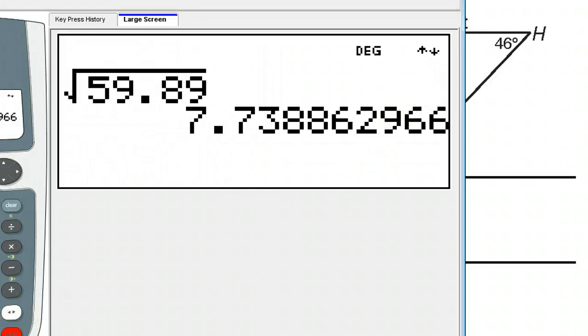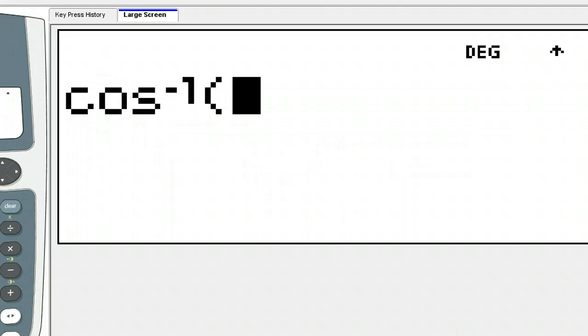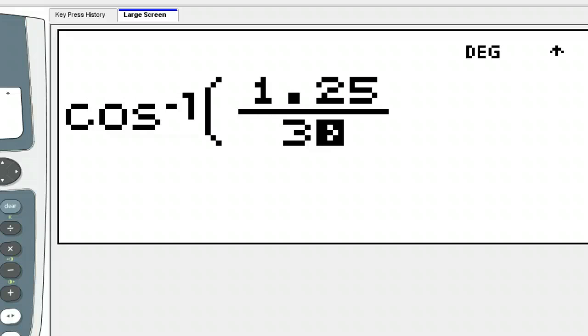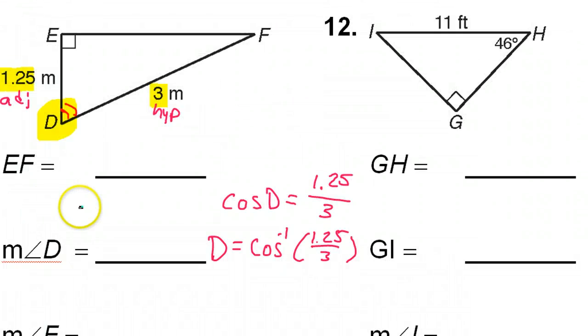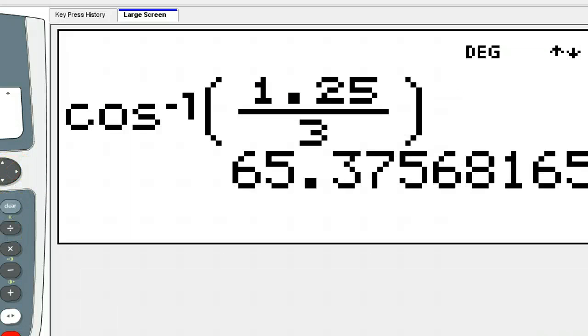Okay, that's weird. So like I said, inverse cosine of 1.25 over 3. I forget what it actually was now. That's right, it is what it was. Great. And that's going to give me an angle of 65.3 and so on. But we're rounding to the nearest degree. That's whole numbers, so 65 degrees, approximately.